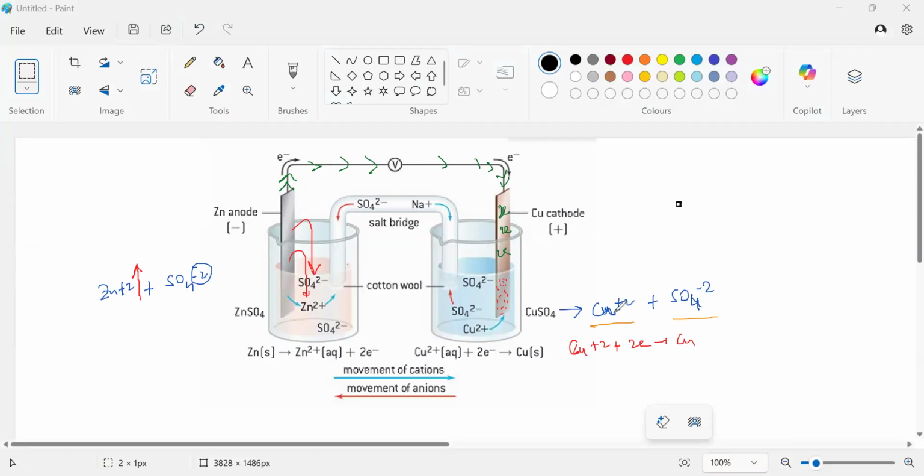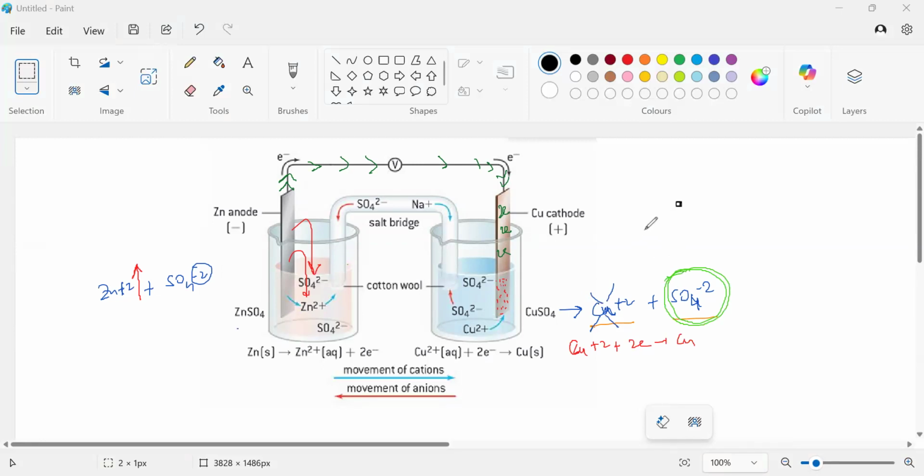Now, with time, this copper 2 plus is getting used up. And proportionately, sulfate ions will be more in number. Is it clear to you over here? Sulfate ions will be more in number. That's very important.